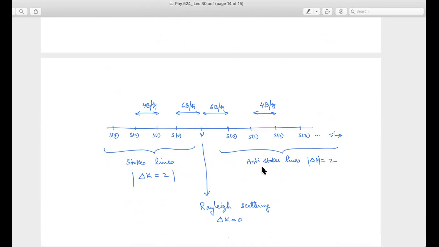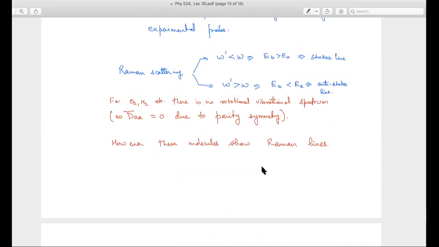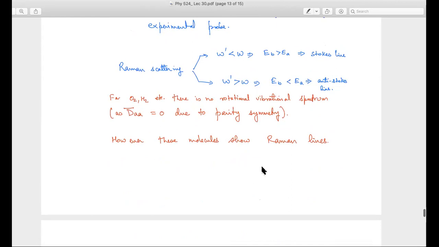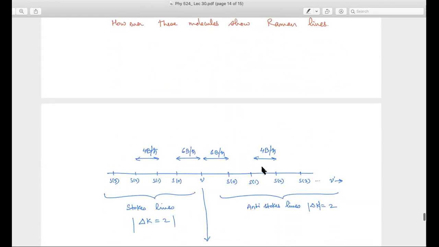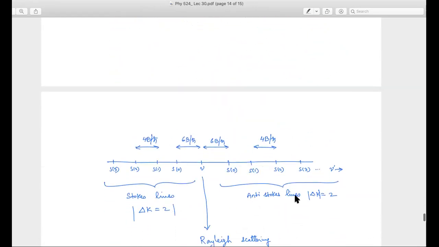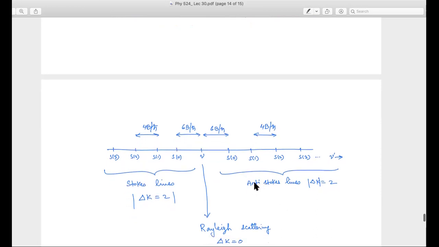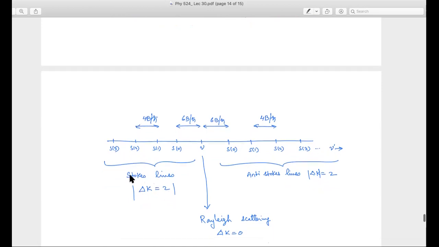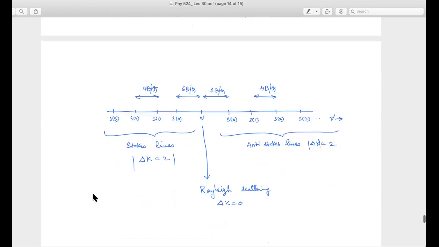Oh, am I missing something? Okay, I think I mixed up the writing here. The higher energy line should be the Stokes line, not the anti-Stokes line, and on the left side should be the anti-Stokes lines. So this picture is wrong; the caption of these lines is wrong. These are Stokes lines at higher energy, and at lower energy I have the anti-Stokes lines.